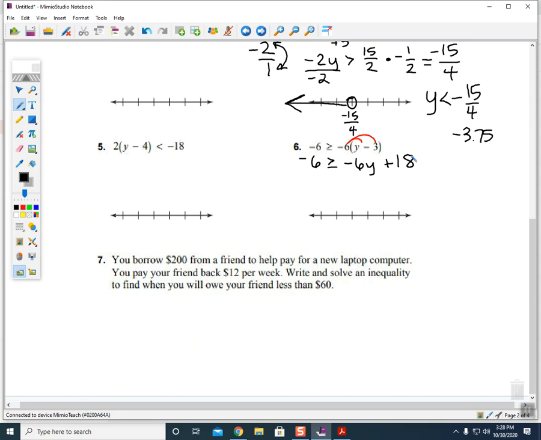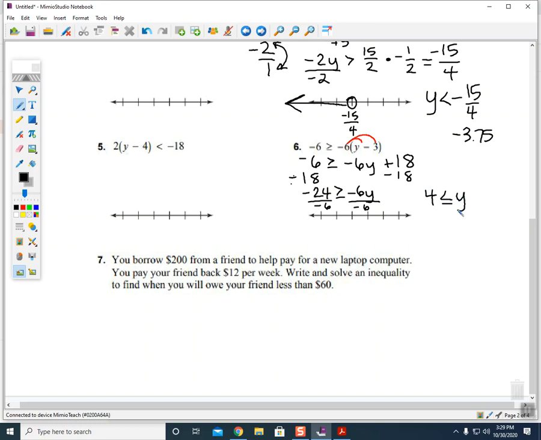Okay. Now I want to get y by itself, so I'll subtract 18 from both sides. Negative 6 minus 18 is going to be negative 24 is greater than or equal to negative 6y. Divide both sides by negative 6. I'm running out of space. I divided by a negative, so I'm going to have to flip my sign. So negative 24 divided by negative 6 is going to be a positive 4. Flip my sign, is less than or equal to y.